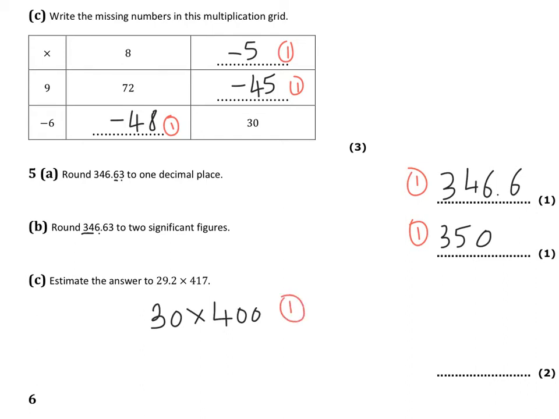And that's a technique which they should use. There's other approaches. You could have done 29 times 400 or 30 times 410, but they should stick with rounding to 1 significant figure. So that should be 30 times 400. When you do that, that makes it easier because you can just do 4 times 3, which is 12, and then there's 3 zeros on there. So 12,000 roughly. 1 mark there.